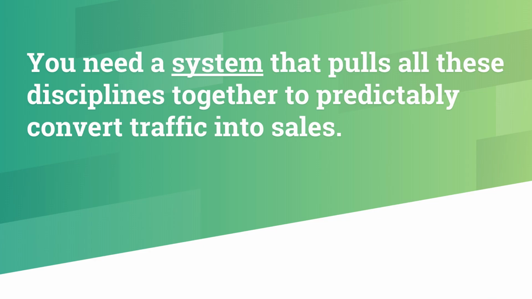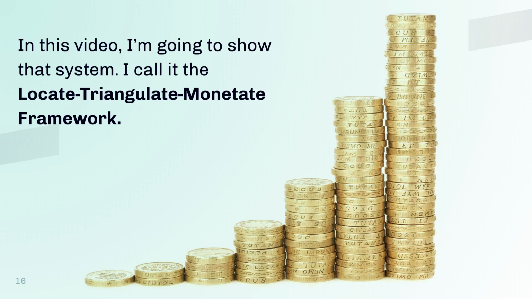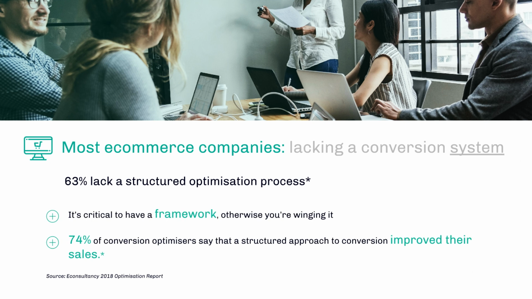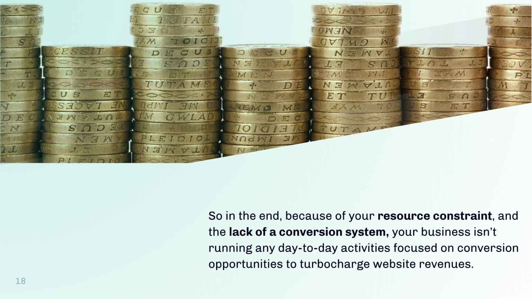Well, you need a system that pulls all these disciplines together to predictably convert traffic into sales. And in this video, I'm going to show you that system. I call it the locate, triangulate, monetate framework, because the status quo is that most e-commerce businesses lack a conversion system. In fact, 63% lack a structured optimization process. It's critical to have a framework. Otherwise, you're winging it. And nearly 3/4 of optimizers say that having a structured approach, a framework to conversion, improves their sales. So in the end, because of your resource constraint and the lack of a system, your business isn't really running any day-to-day activities focused on conversion opportunities to turbocharge your website revenues.